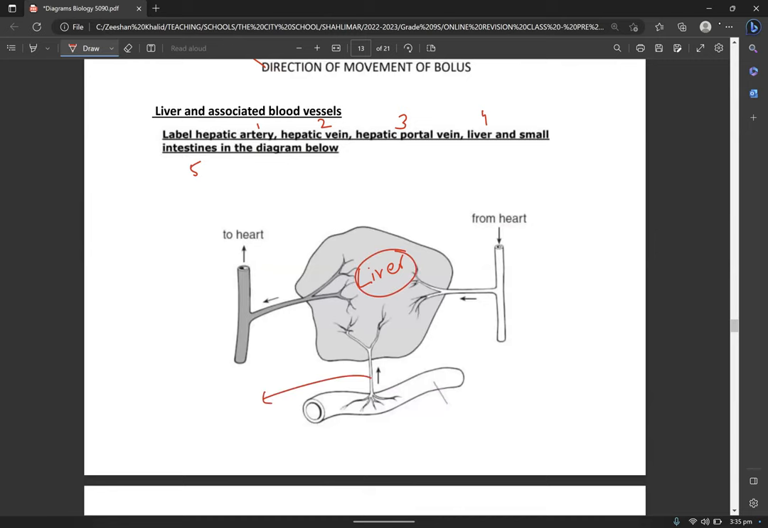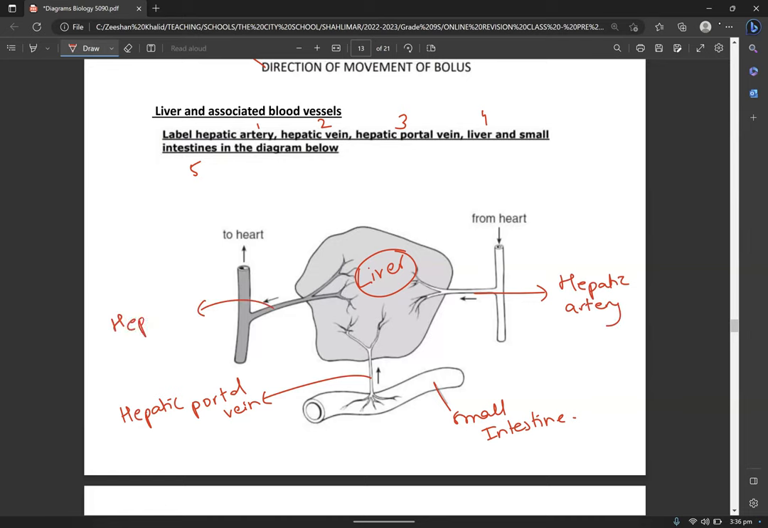Ye wali jo vessel hai, isko hum kehte hain hepatic portal vein. Hepatic portal vein. This is the small intestine. Theek hai ji. Aur ye jo blood leke ja rahi hai, isko hum kehte hain hepatic artery. This is taking the oxygenated blood from the heart into the liver, and this is the hepatic vein. So do not confuse hepatic portal vein and hepatic vein. Okay, hepatic portal vein, small intestine se liver pe aa rahi hai, aur hepatic vein is the vein that takes deoxygenated blood out of the liver.